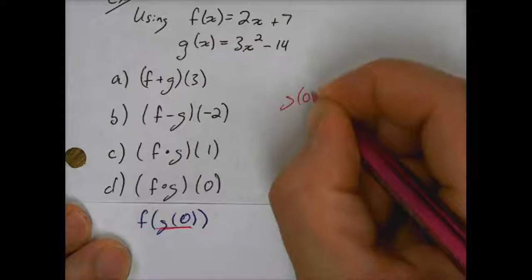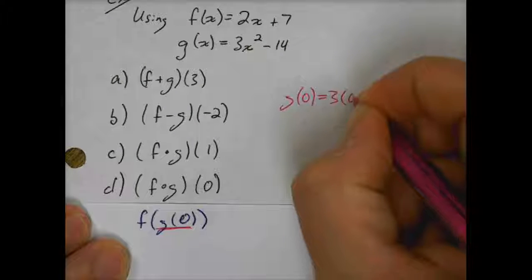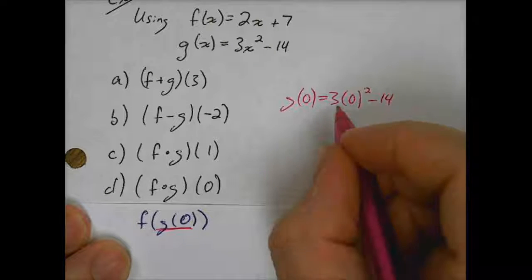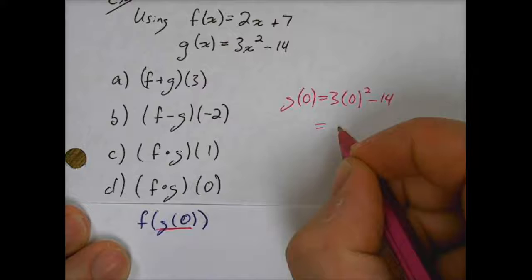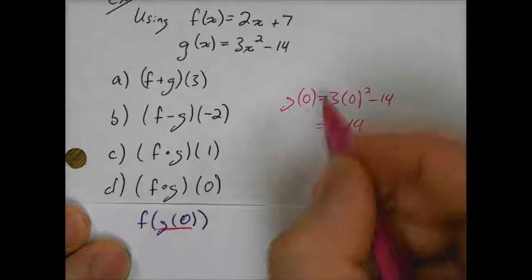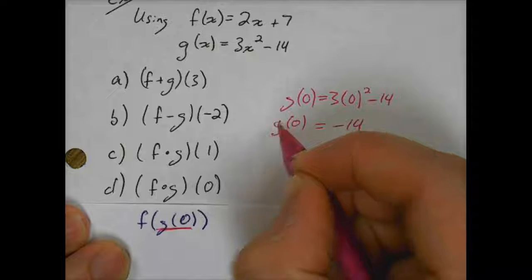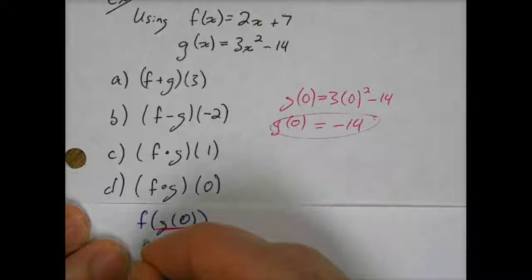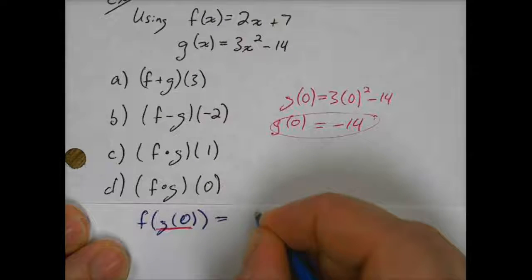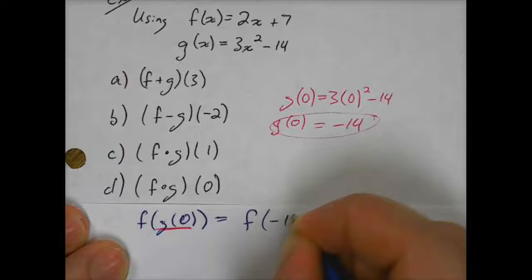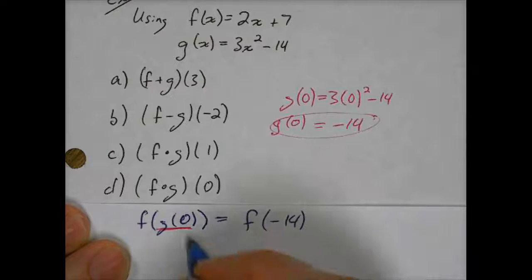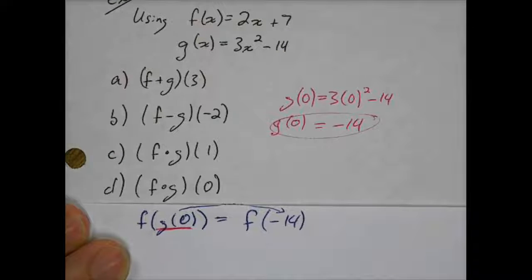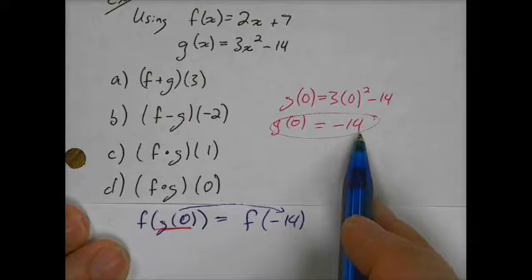So g of 0 is 3 times 0 squared minus 14. 0 squared is 0, times 3 is still 0. So I have 0 minus 14 is negative 14. So now that I know g of 0 is negative 14, what I do with that is I take that negative 14 and I substitute it back in, because now I know that this is the same thing as f of negative 14, right? Because g of 0 is negative 14. They are one and the same, right? g of 0 is negative 14.